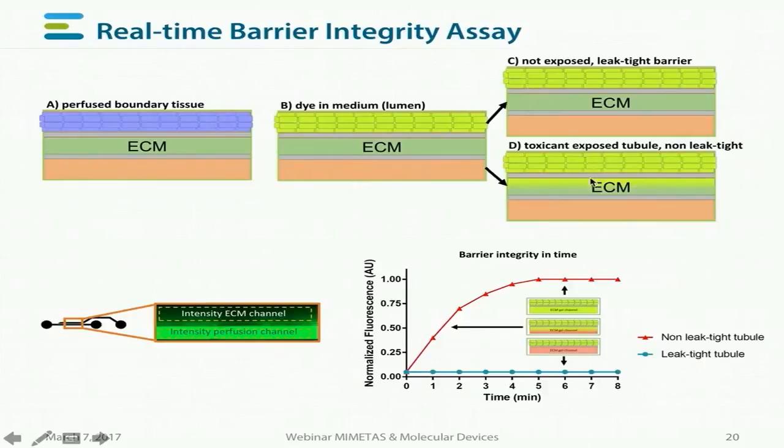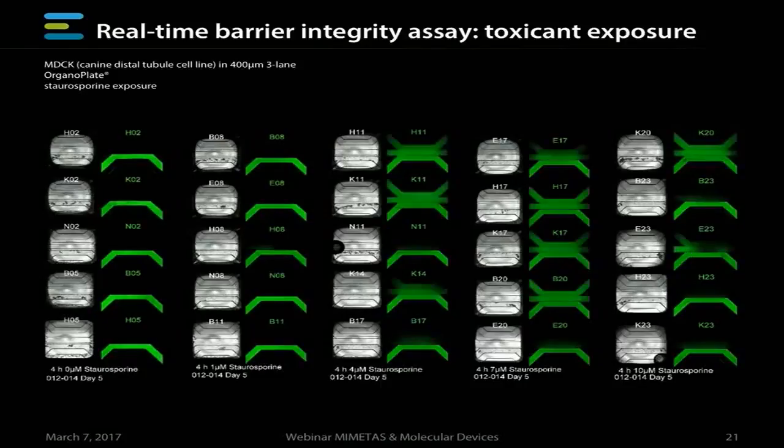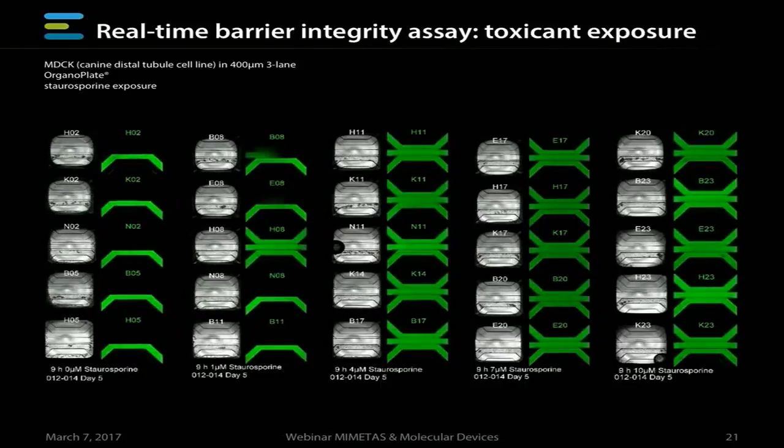When it's leaky, the dye will start to migrate into the adjacent gel through diffusion. And by quantifying the intensity of fluorescence inside the tubule channel and the adjacent channel and taking the ratio of that, you get a dynamic measurement of the leakiness or the barrier integrity of a tubule growing inside an organoplate. This is a fully unique assay because it's time dependent, it's dynamic, and you can revisit it many times. And because it's in an organoplate, it allows you to do multiple measurements at the same time.